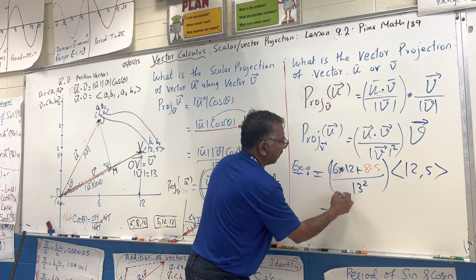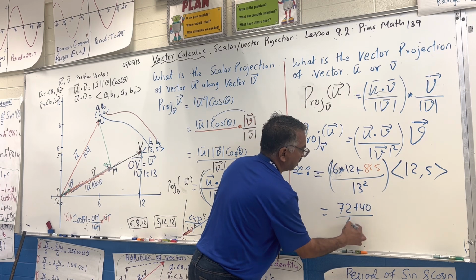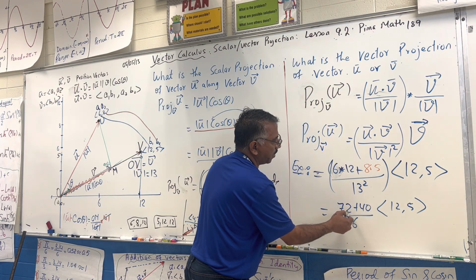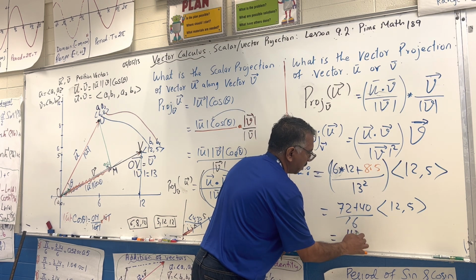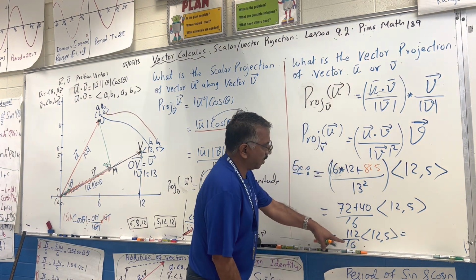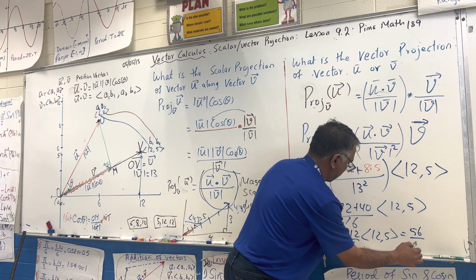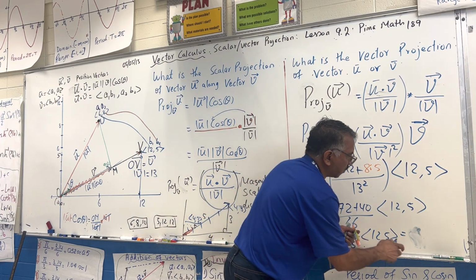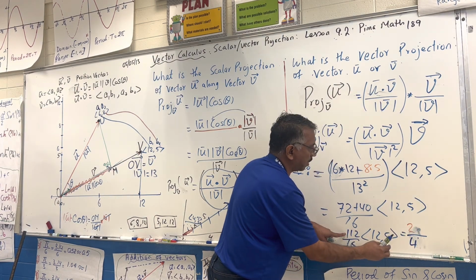So your answer becomes 6 times 12 plus 8 times 5 over 169, times the vector 12, 5. This will be 72 plus 40, which is 112, over 169, times 12, 5. If I reduce this by 2, 2 goes 5 times, 2 goes 6 times, and I think 4 also divides, so let's divide by 4.